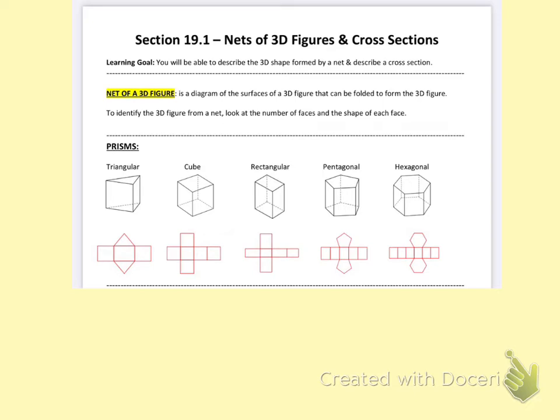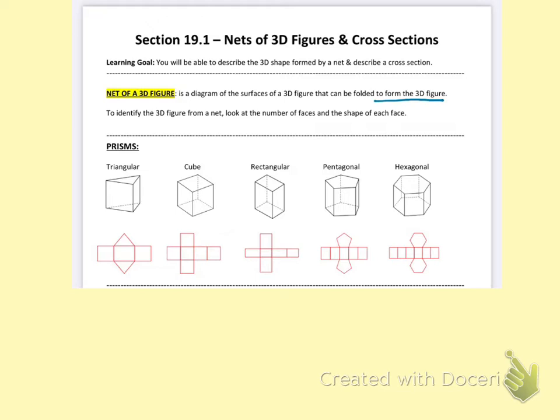A net is a diagram of the surface of a three-dimensional figure that can be folded to form a 3D figure. So it's a diagram of a three-dimensional figure, but made in 2 dimensions with a little bit of thickness so that we could fold it and create a three-dimensional figure out of it.